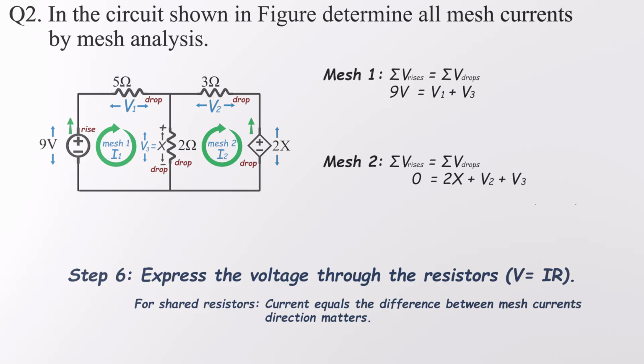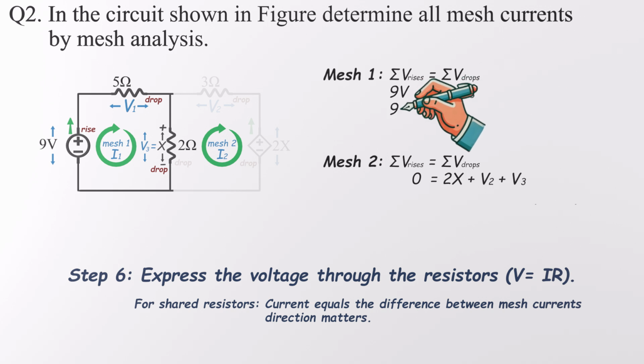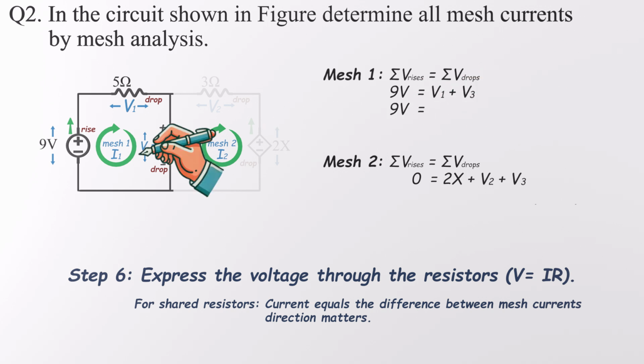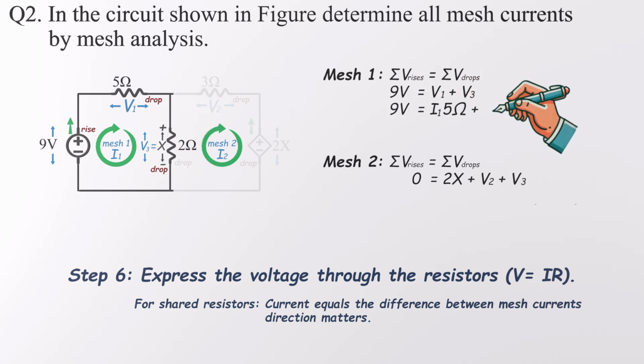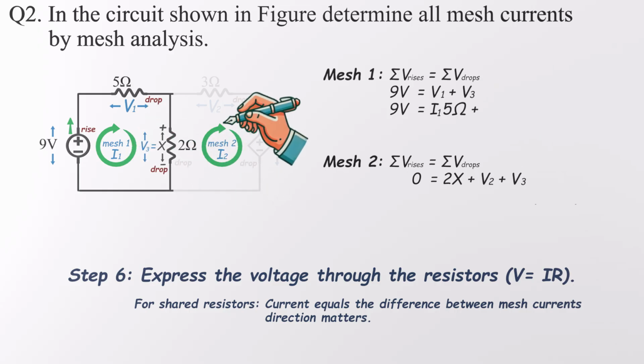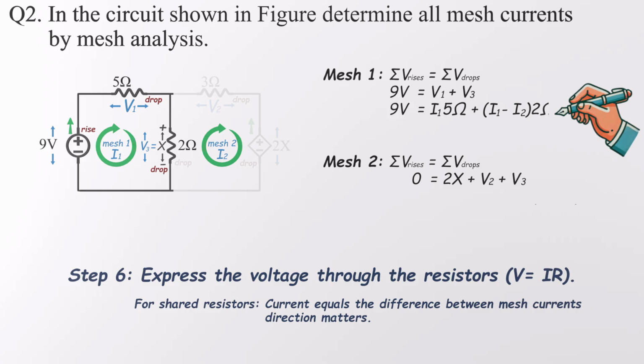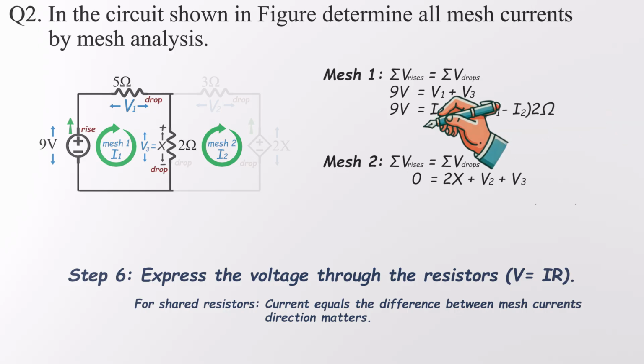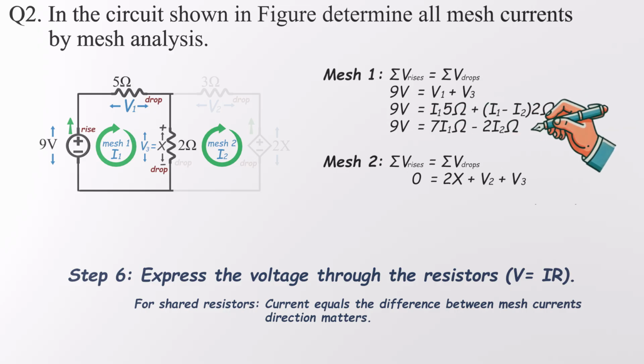In that case, you have to use the difference between the 2 mesh currents, and here's the key. Always put the current from the mesh you're analyzing first in the subtraction. So starting with mesh 1, V1 becomes I1 times 5 ohms. Nice and simple. But V3 is across a resistor shared with mesh 2, so we write it as I1 minus I2 times the resistor value. Always put the current from the mesh you're analyzing first. Now we can simplify the equation like this.